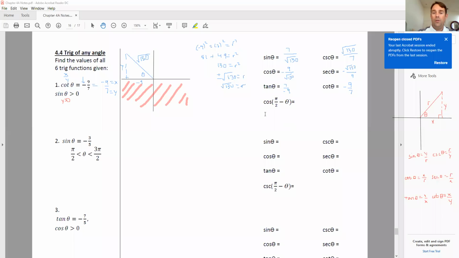And then we're dealing with our complementary function. So there's my co. If there is no co, I add it. If there is a co, I take it away. So that means the complementary function we're dealing with there is really just sine. So sine of theta, I go back up and look at what I put for sine of theta, and that would be 7 over square root of 130.